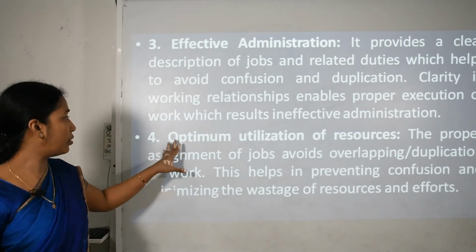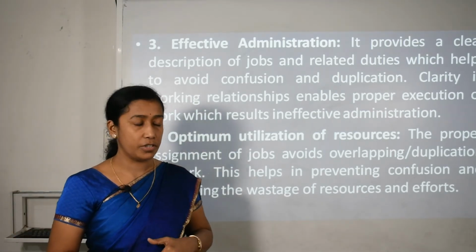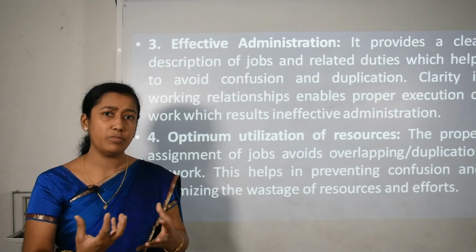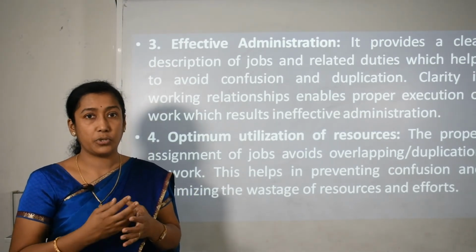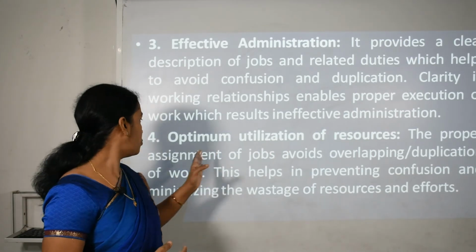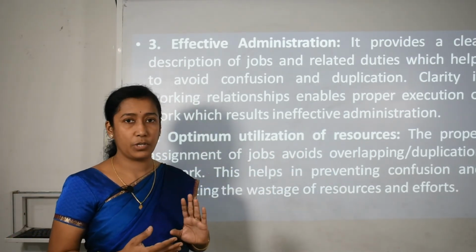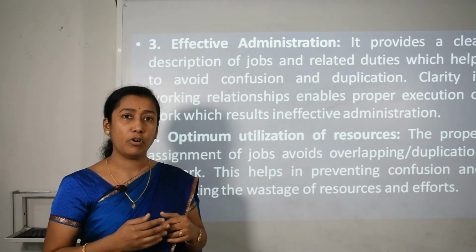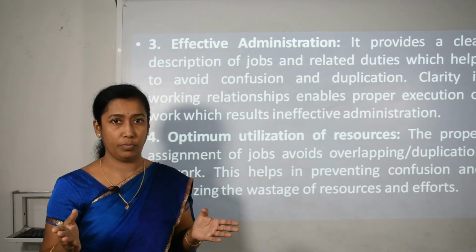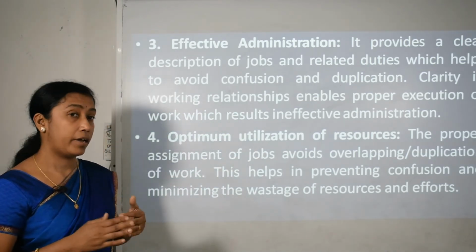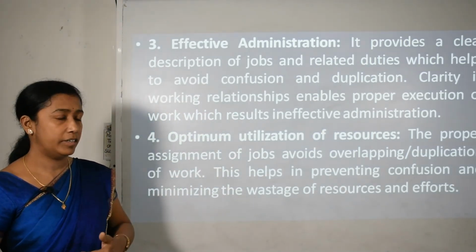administration. Fourth is optimum utilization of resources. When we say optimum utilization, it means to utilize the resources to the maximum, well. There should not be any wastage. So the proper assignment of jobs avoids overlapping or duplication of work. That means the same work will not be provided to two persons or more than two persons. It is one person only who is going to do a particular task according to his qualification and experience.